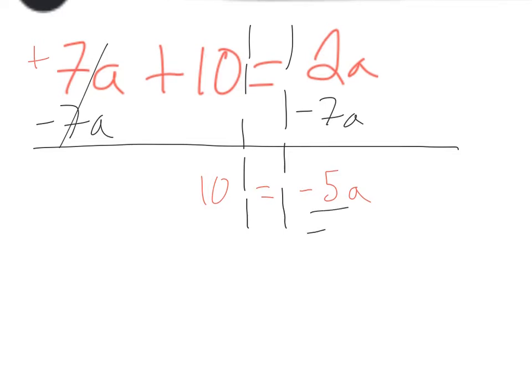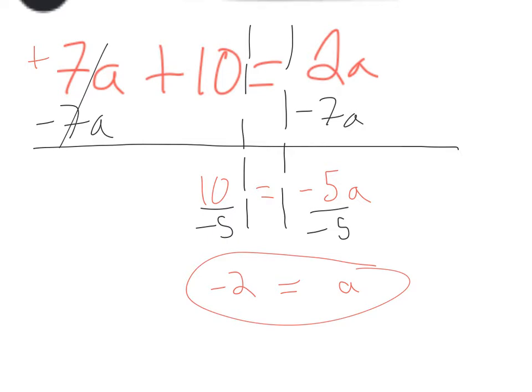Now you guys know how to solve this from here. We can divide on both sides by negative 5, and a equals negative 2. Alright, let's go to the next one.